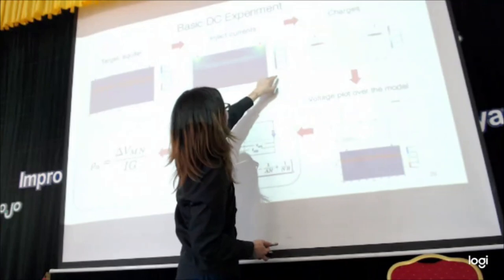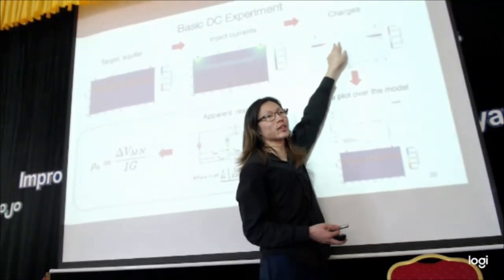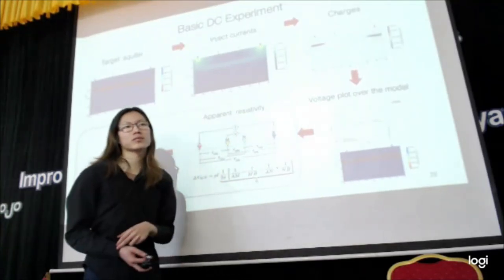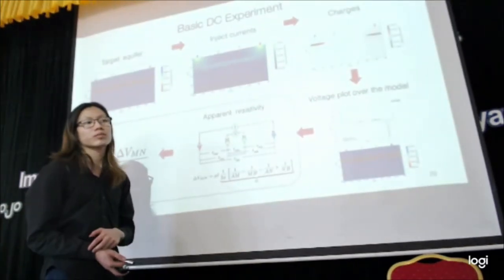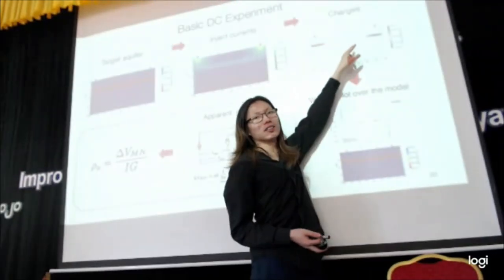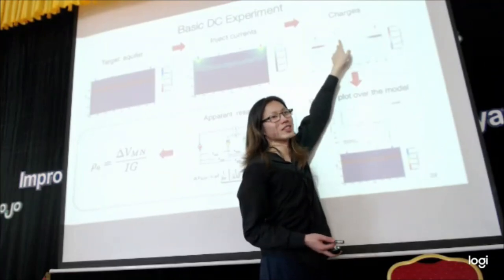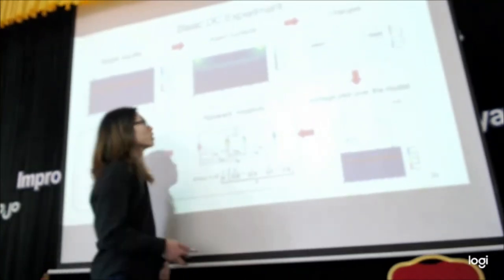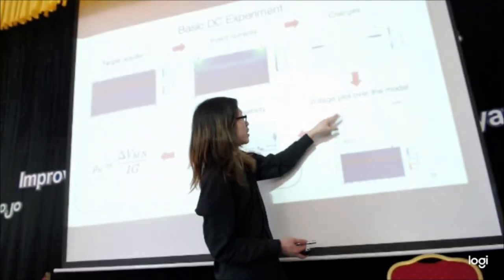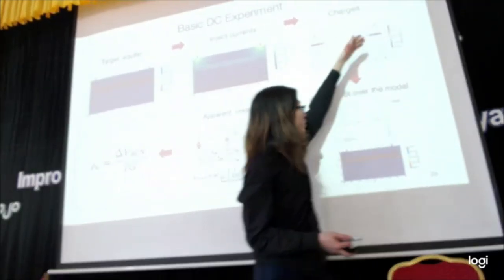As you remember from the other slide, when we have a change in resistivity, we also have charges that are accumulating. Plus or minus. Okay, so then just imagine there are a lot of these plus and minus charges inside here. And then if we measure the voltage along this profile, then this is what we will measure.